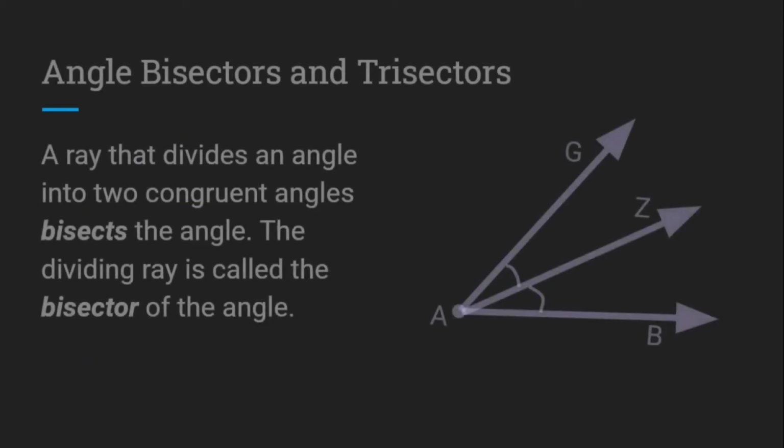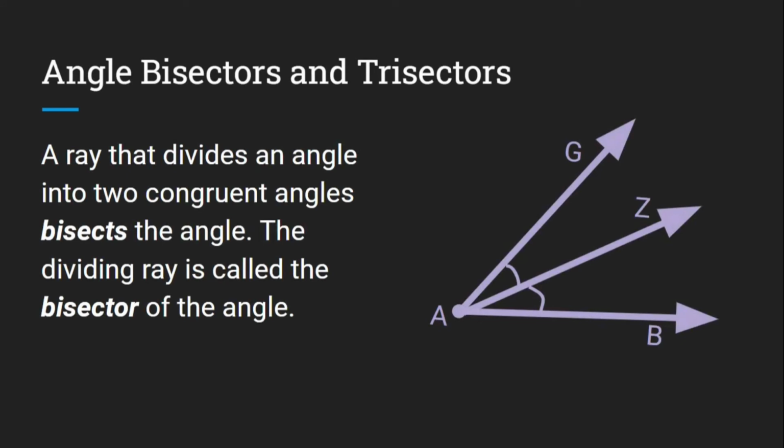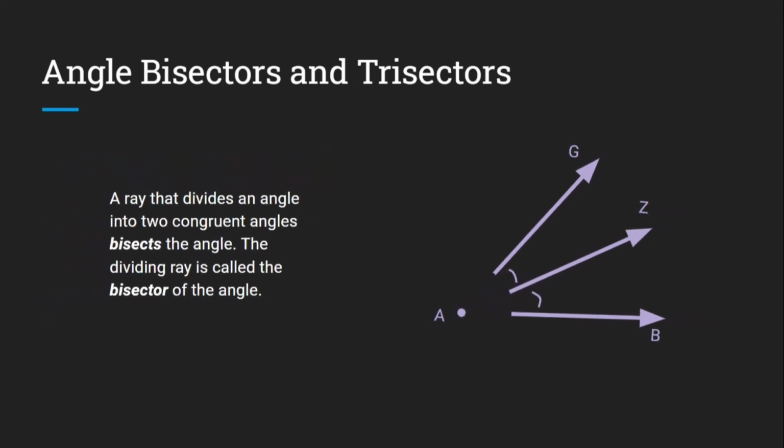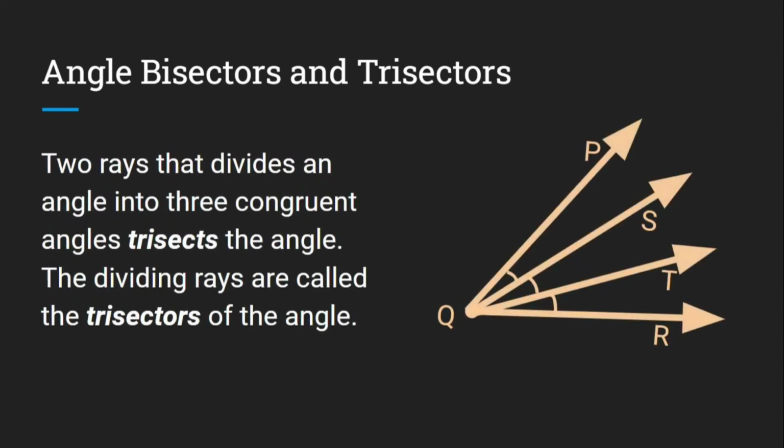Angle bisectors and trisectors are similar to segment bisectors and trisectors, except that they are responsible for dividing angles. A ray that divides an angle into two congruent angles is called an angle bisector. So angle AGB has angle bisector ray AZ. Angle trisectors are rays that divide angles into three congruent angles. So angle PQR has rays QS and QT as its trisectors.